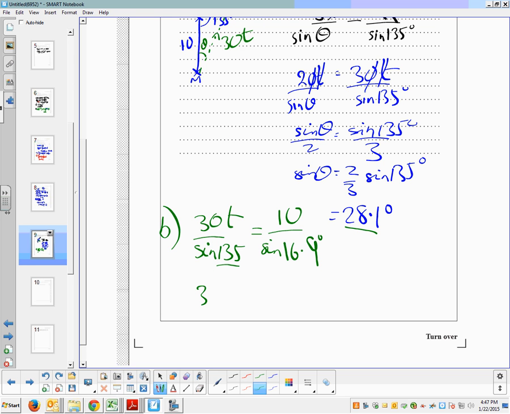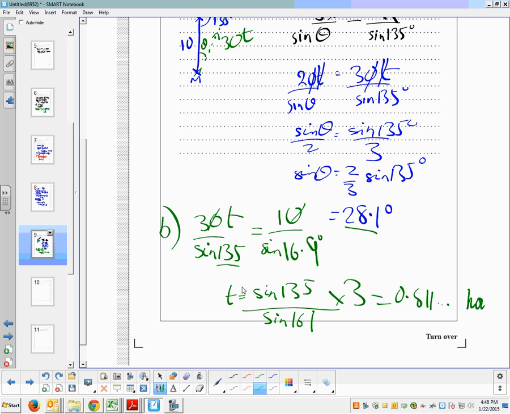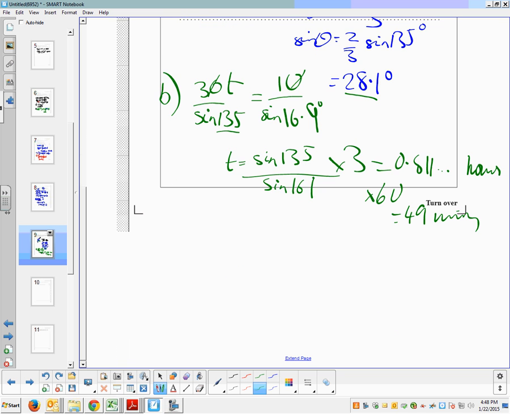And again, we get 30t is... 3t, just t. Go with t. It's sine 135 over sine 16.9 times 3, which comes out to be 0.811 hours. Times that by 60 gives you 49 minutes, which means the time of the interception was 12:49.